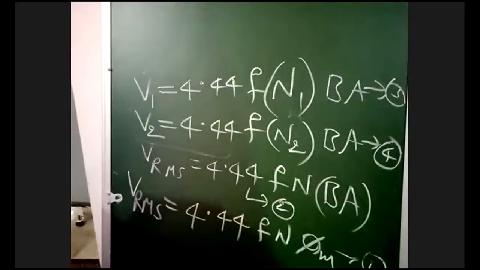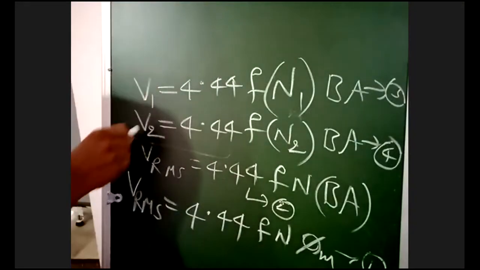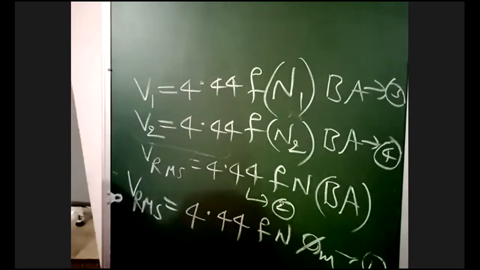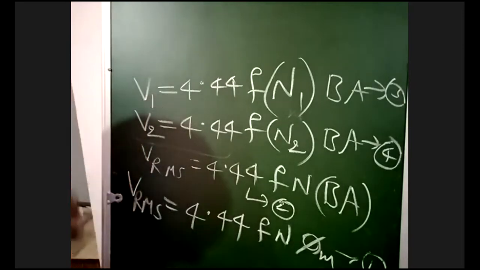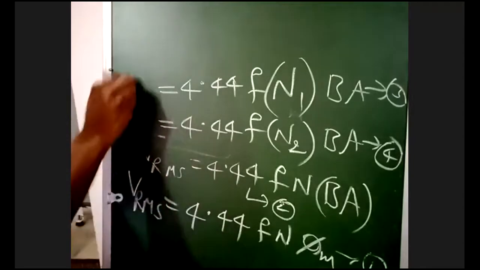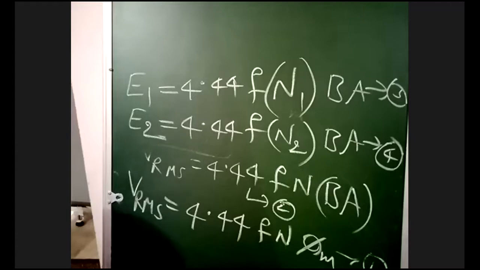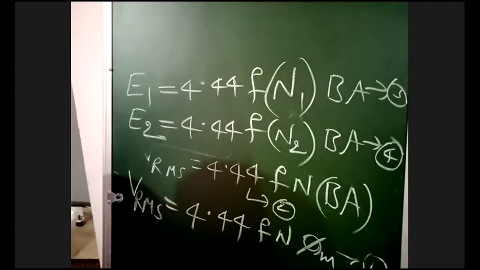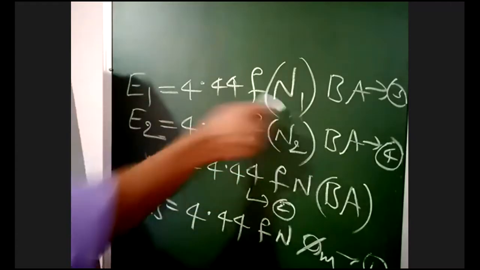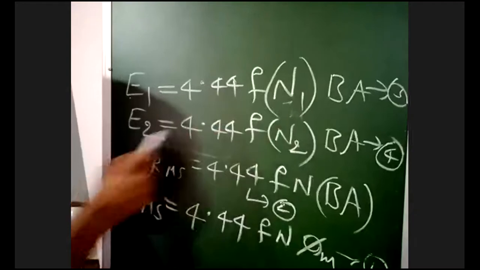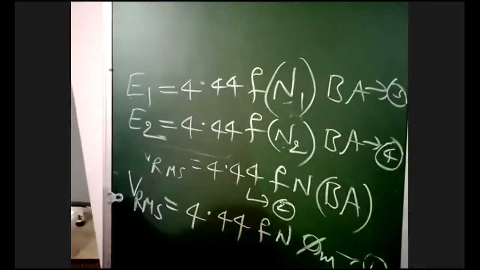So these are the EMF equations of the transformer. V1 is the primary voltage, V2 is the secondary voltage. In some textbooks, they will represent them like this: E1 and E2. E1 is the primary induced voltage, E2 is the secondary induced voltage in the secondary winding. If you take E1 here, we have to take N1. If you take E2 here, you have to take N2. So this is the EMF equation of the transformer. Let it be equations 3 and 4.